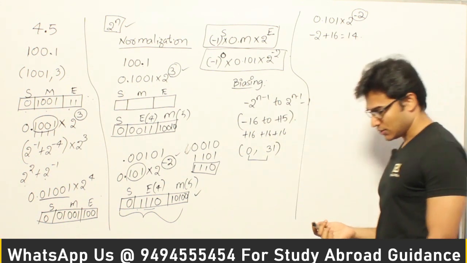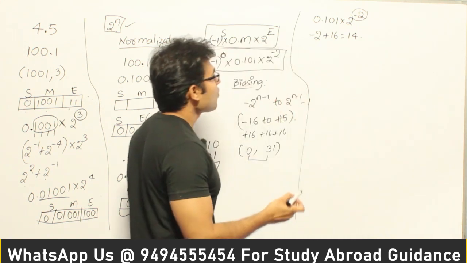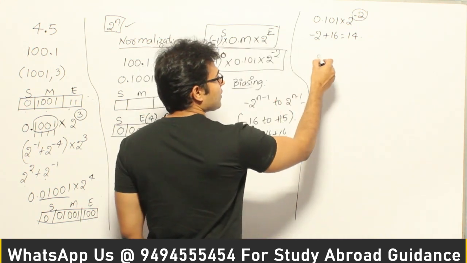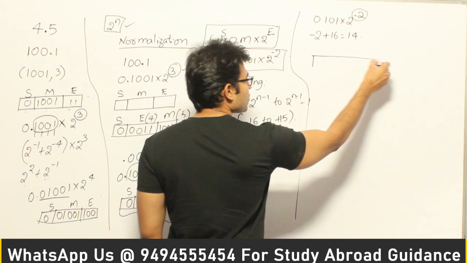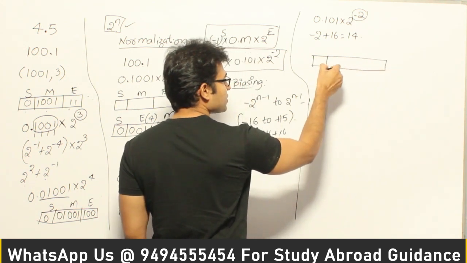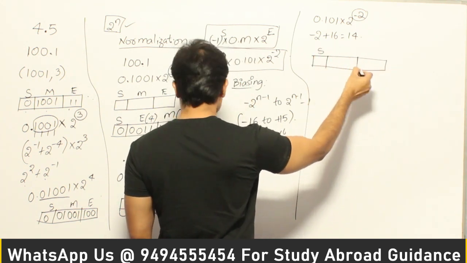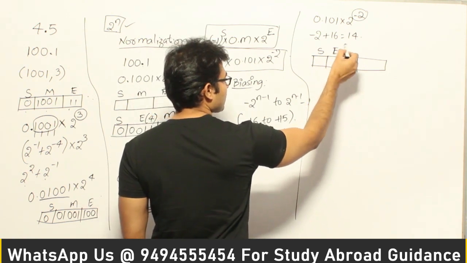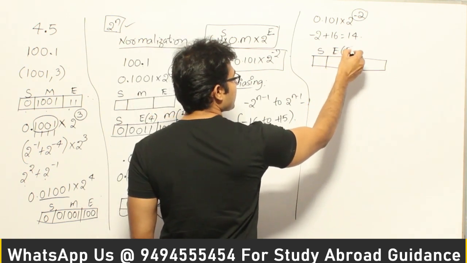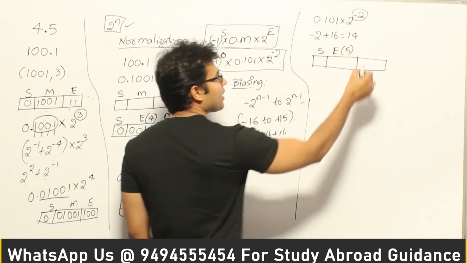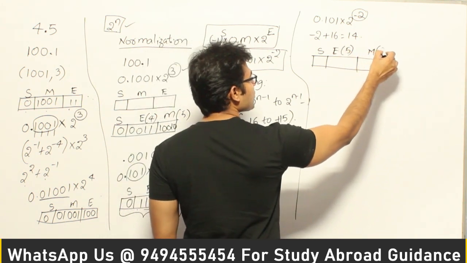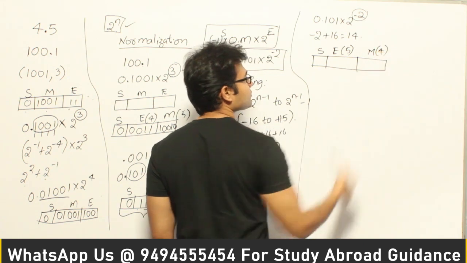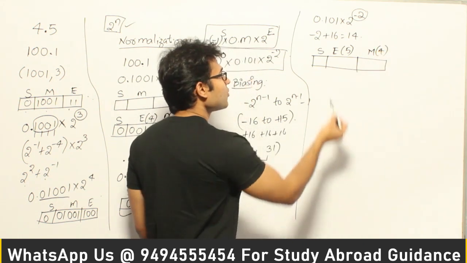Getting this? So now our representation is going to be, let's say, 1 bit is given for sign, and then how many bits? Let us assume that 5 bits are given for exponent, and let us assume that mantissa is going to take 4 bits. Okay, now what is that we are going to represent?